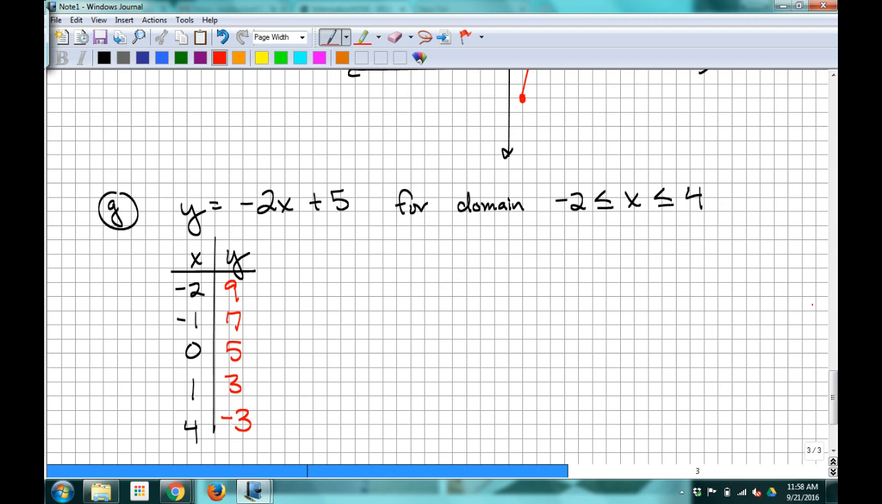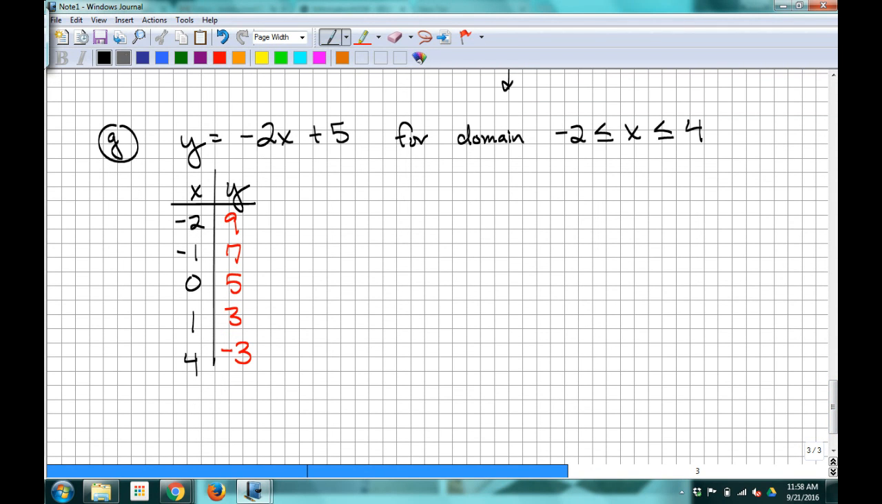All right. And then we go and we plot those points on the Cartesian plane, or coordinate plane. I used the wrong word there. So negative 2, 9. 1, 2, 3, 4, 5, 6, 7, 8, 9. Just enough space. Negative 1, 7. 0, 5. 1, 3. And then 4, negative 3.